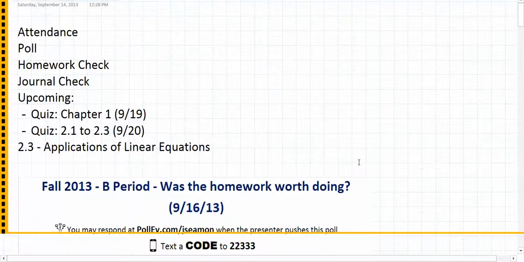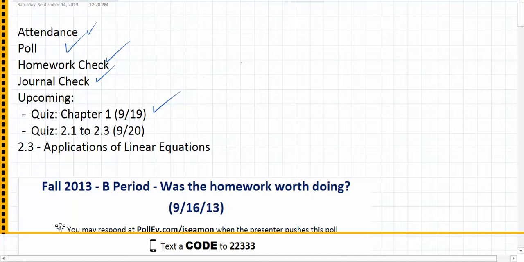So, what we get to talk about now, let's just go over what we've talked about so far. First, yeah, we've done those things. Nice. Attendance, poll, homework check. If you didn't do your journal, you have 24 hours to do it or you get a 0. So I think a couple of you didn't do it, so make sure you do. This Thursday, you have a chapter 1 quiz, like a full quiz. It'll be half of this, about 30 minutes, I think is what I'm aiming for. And then the next day, you'll have a little short quiz on 2.1 and 2.3.